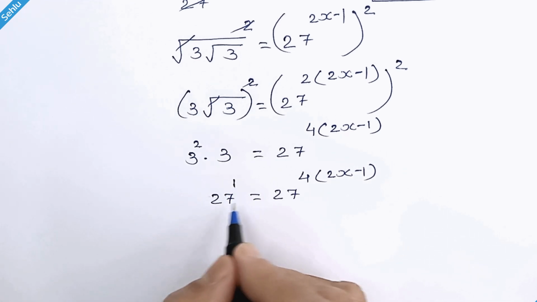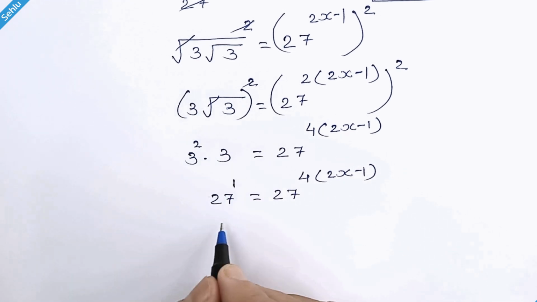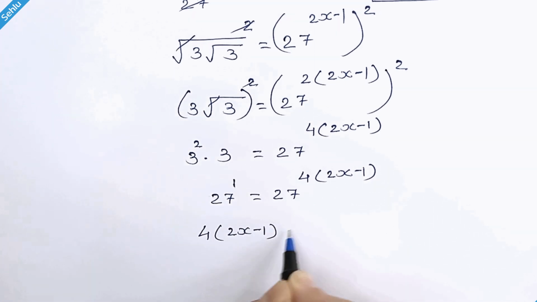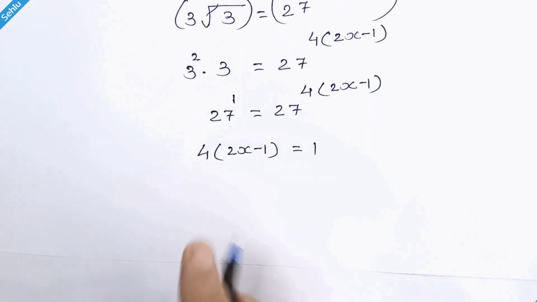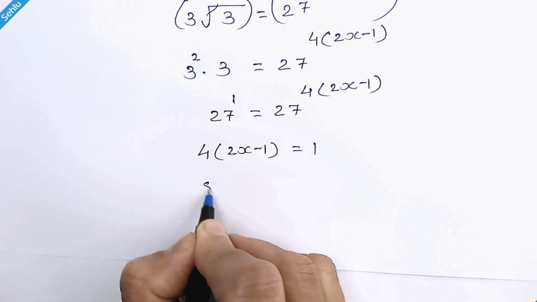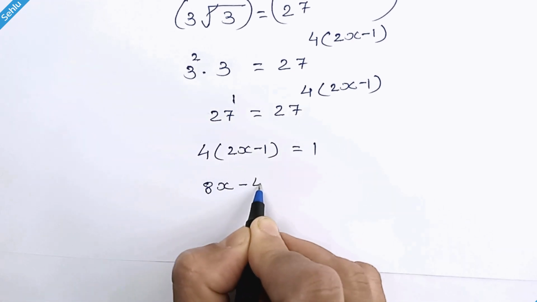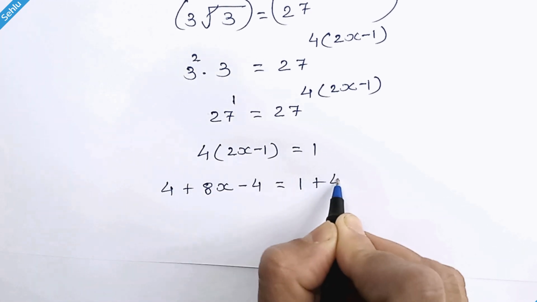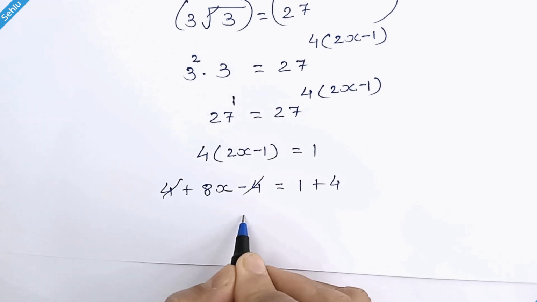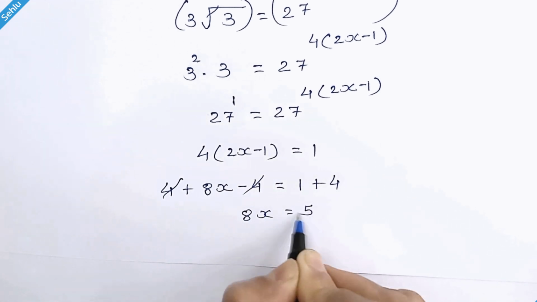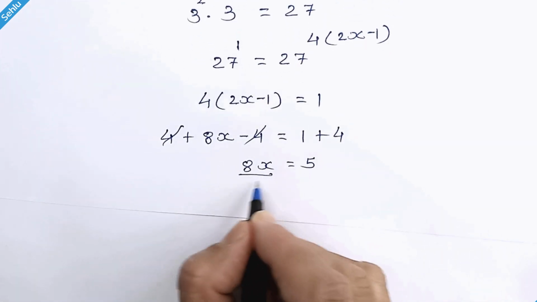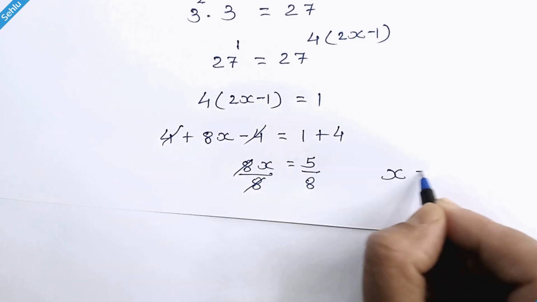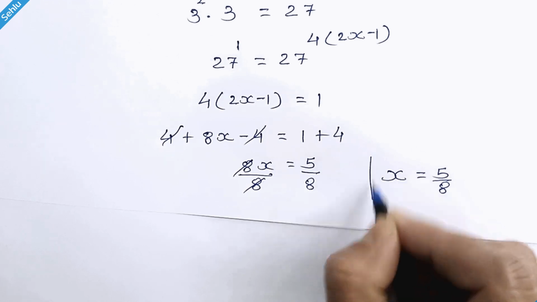1 is the default exponent. Now we have the same base on both sides, so we can equate their exponents. So it will be 4(2x − 1) = 1. Let's open this bracket. So it will be 8x − 4 = 1. If we add 4 both sides, these two get cancelled out. Now we have 8x = 5. If we divide by 8 both sides, these two get cancelled out. So we have x = 5/8. And this is our answer.